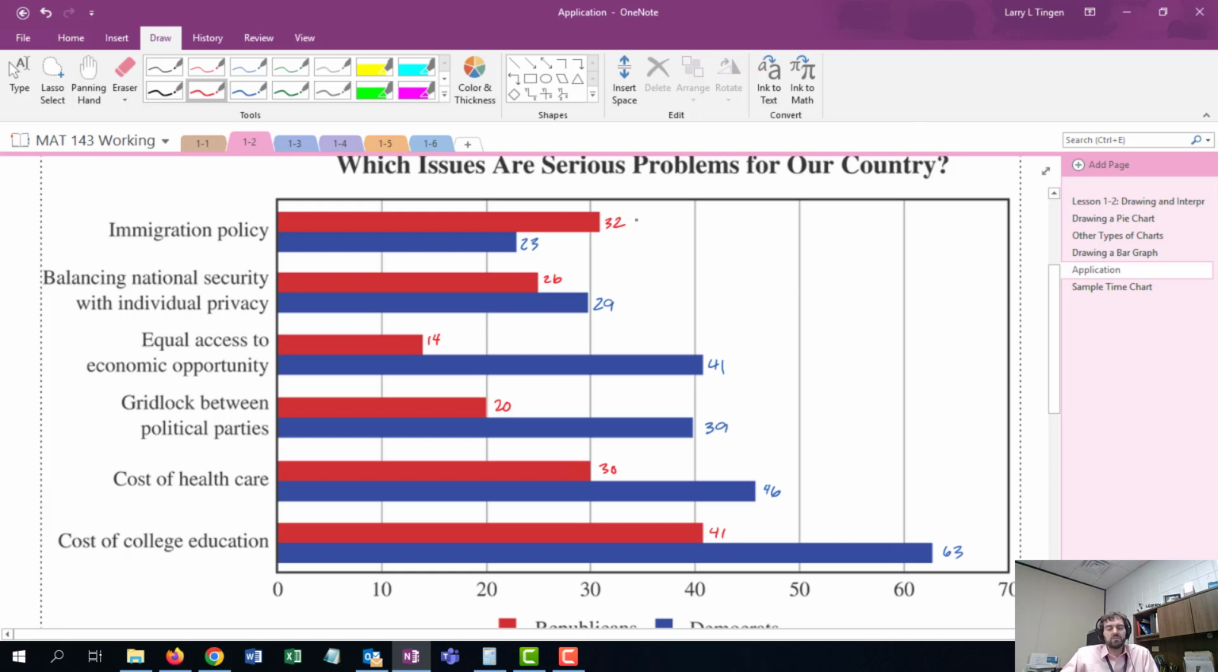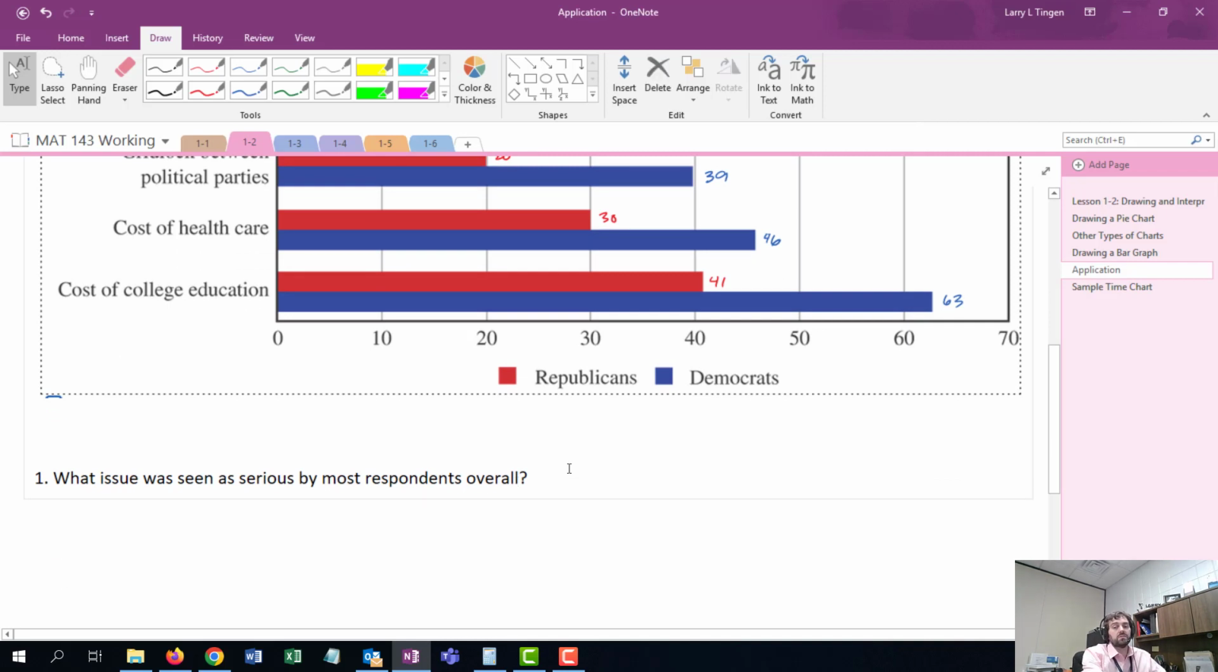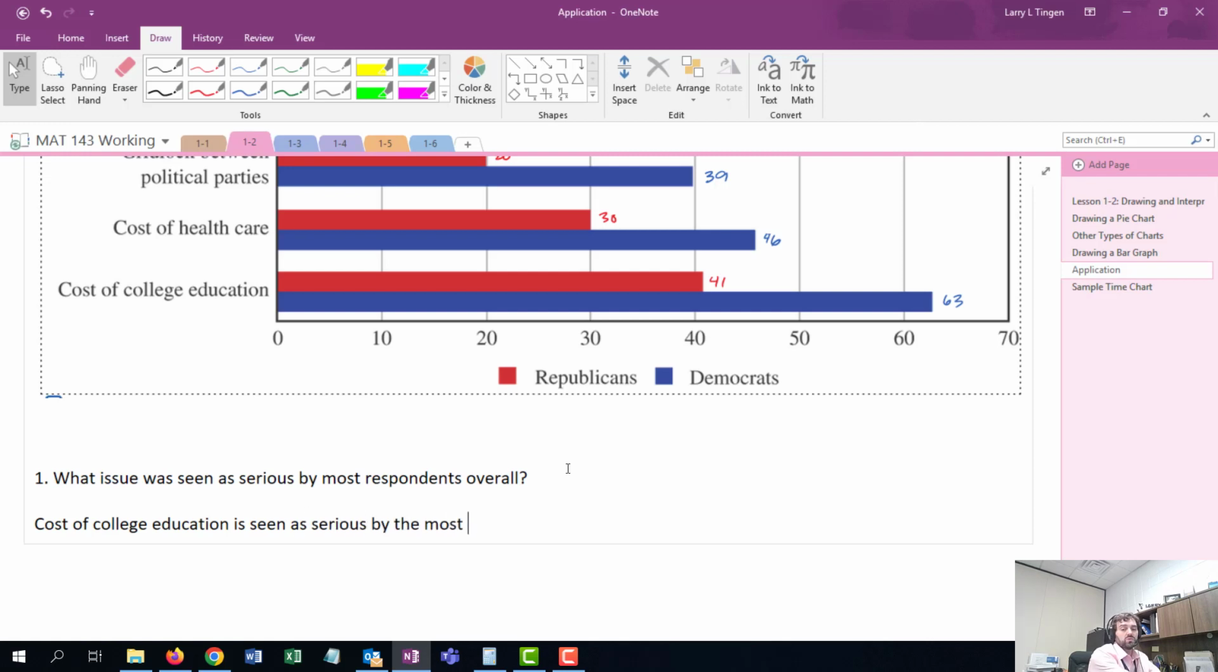So Democrats and Republicans polled in colleges. Which one of these are serious problems for our country? 32 plus 23 is 55. 26 to 29, that's going to get me to 55. Put the next ones together, that gets me to 55. Put these together, that almost gets me to 60. This gets me to 76. And then lastly, cost of education, that's 104 total. So cost of education is the answer here. Cost of college education is seen as serious by the most overall.